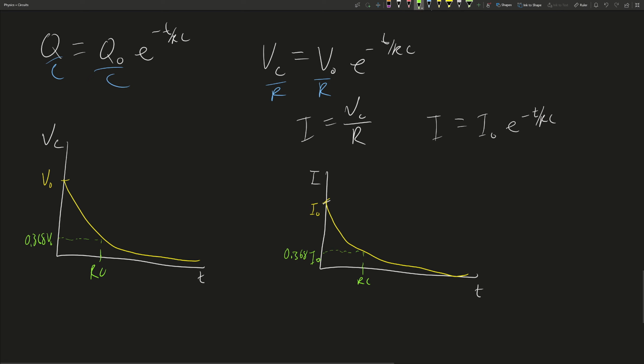One more thing is that this RC time constant will work out to have units of seconds, and it can be represented by the Greek letter tau. So tau is equal to RC, and this will have units of seconds.